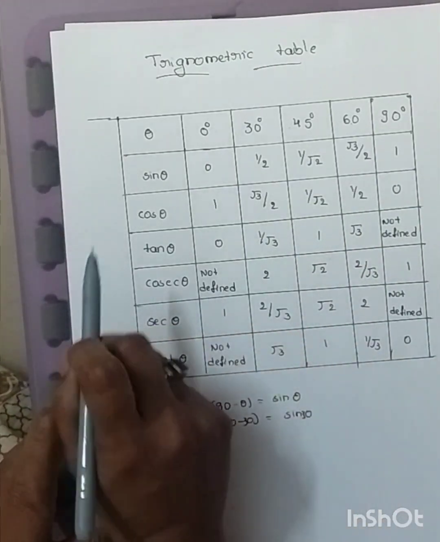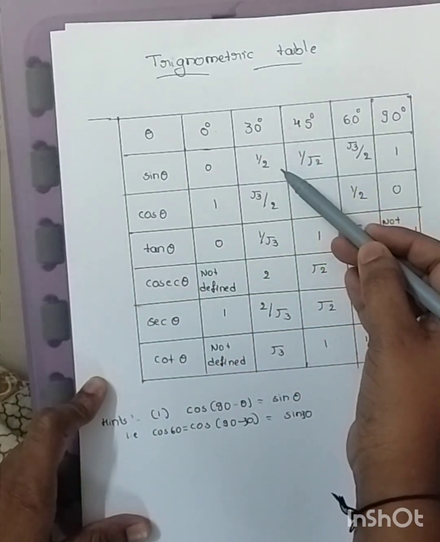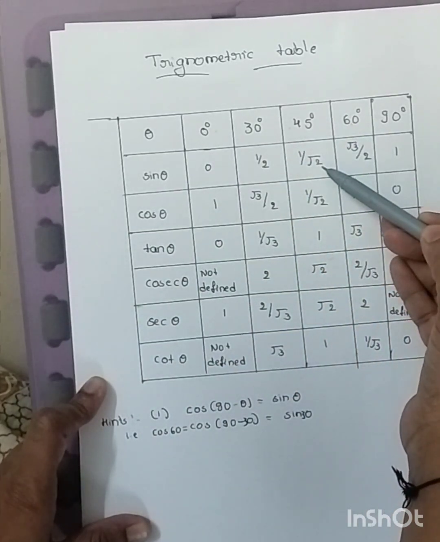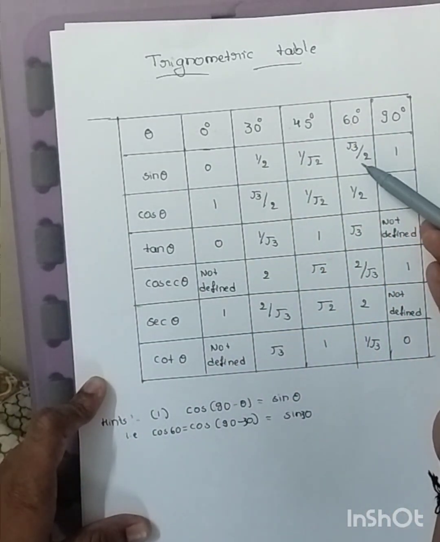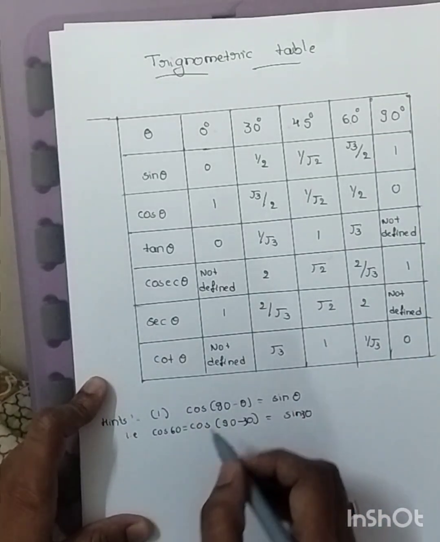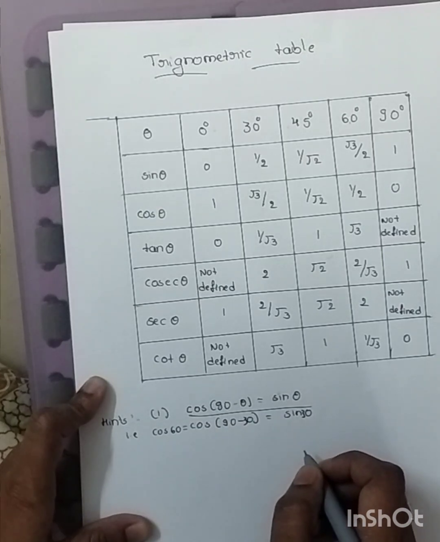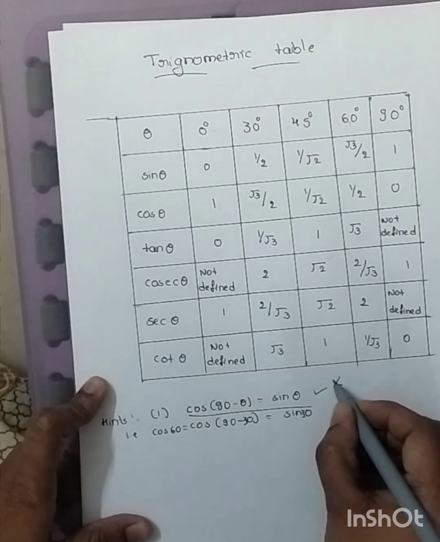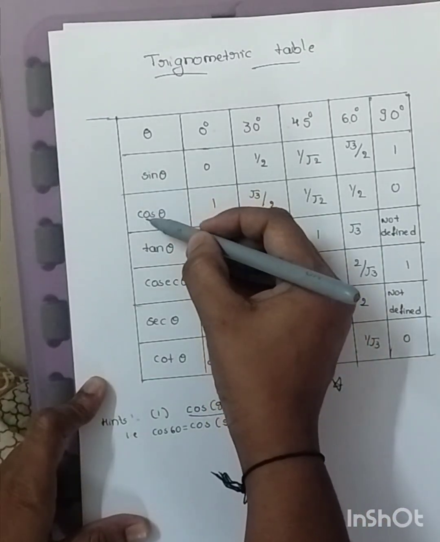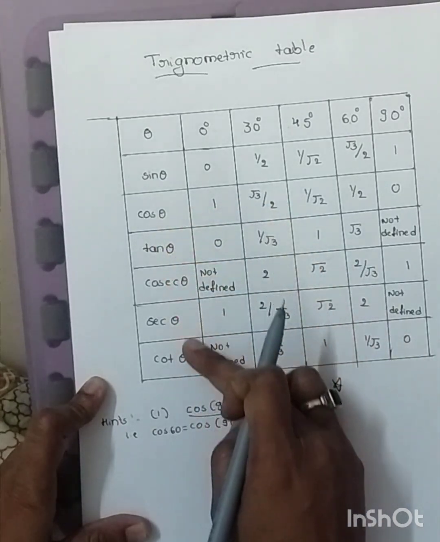First, sin theta. You have to remember sin 0 is 0, sin 30 is 1 by 2, sin 45 is 1 by root 2, sin 60 is root 3 by 2, and sin 90 is 1. We know that cos (90 minus theta) is sin theta. So using this identity we will evaluate the values of cos theta, and then using the relations we evaluate the remaining values.